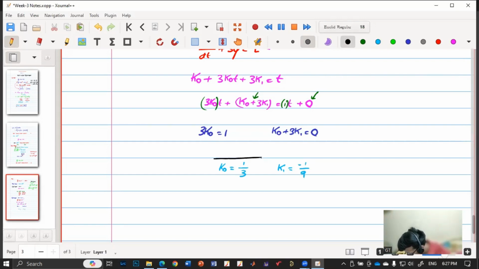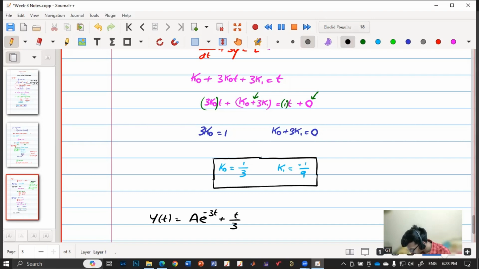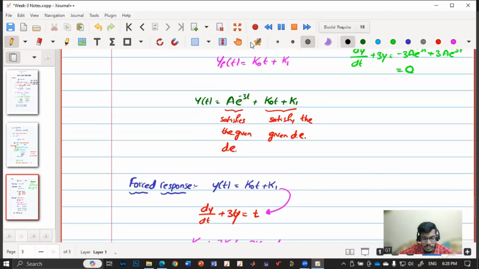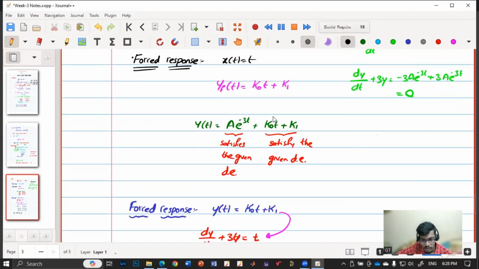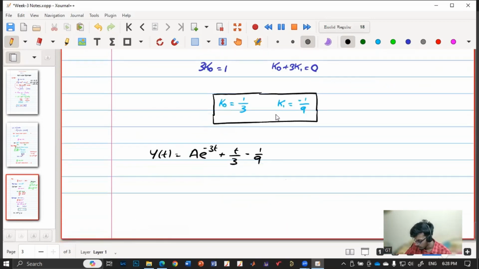So now I got k0 and k1, but still there is one unknown left in my solution. What is that? A. So now I'll write my y of t. My y of t is a into e to the power minus 3t plus k naught t, so t by 3, plus k1, minus 1 by 9. So how will I find a? I'll quickly go back to the question. You're putting the boundary condition. Yes. Using that boundary condition, we'll get a.